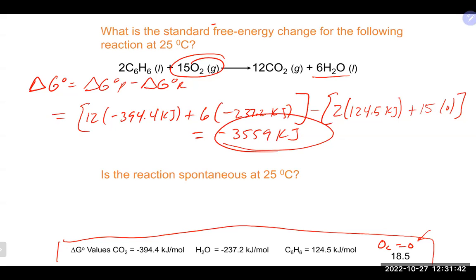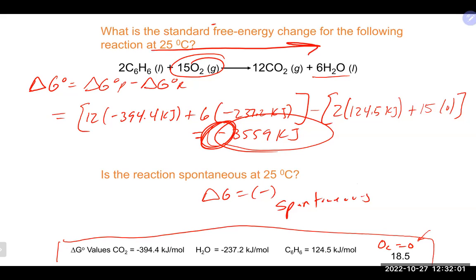That means this reaction is spontaneous, non-spontaneous? The reaction will be spontaneous because we have a negative value here. So because the delta G is negative, this reaction is spontaneous. We would expect it to proceed in that direction. Any questions on that?